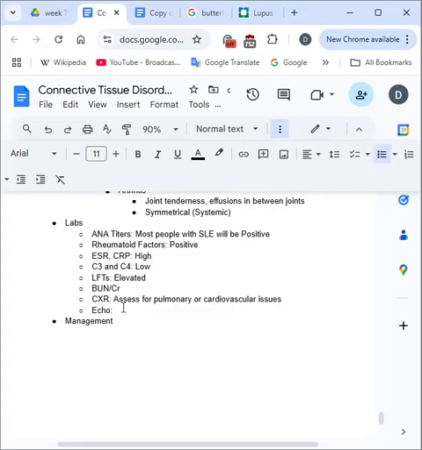And then the echo helps to see for pericarditis and maybe some pulmonary hypertension or something.